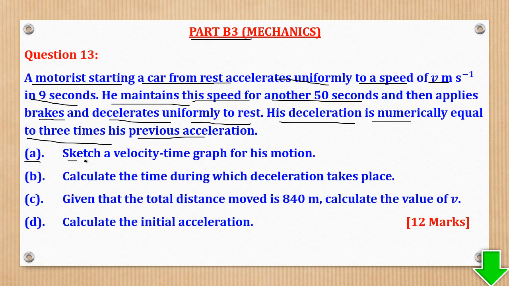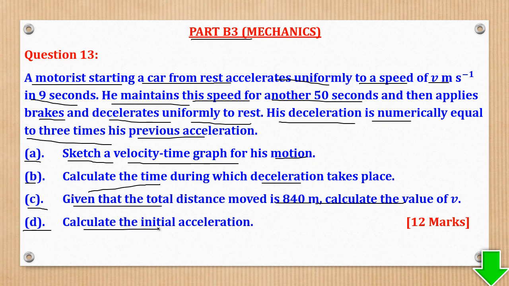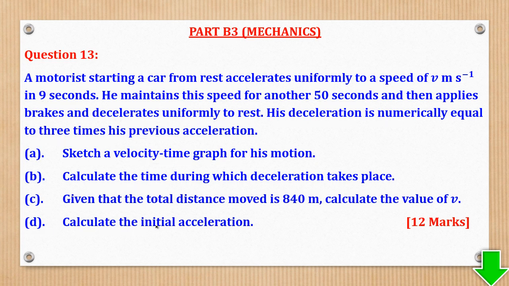Part A, sketch a velocity-time graph for this motion. Part B, calculate the time during which deceleration takes place. Part C, given that the total distance moved is 840 meters, calculate the value of v. And part D, calculate the initial acceleration.